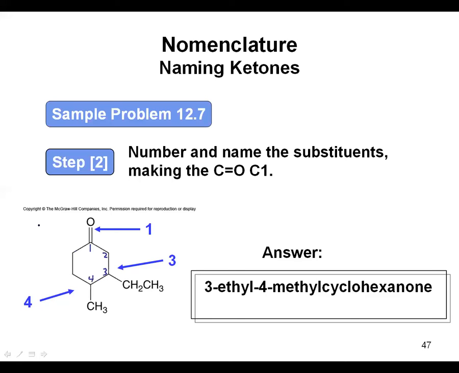That gives us groups at 3 and 4. Again, if you went counterclockwise, you would have 1, 2, 3, 4, 5, and 6. That would give you groups at 4 and 5. Again, going to be a larger number. So the smaller number based on the groups would be numbering in this direction. And again, alphabetical like normal. So 3-ethyl, 4-methyl, cyclohexanone. Again, it is a ketone in this case. Any question on how we get to that name?